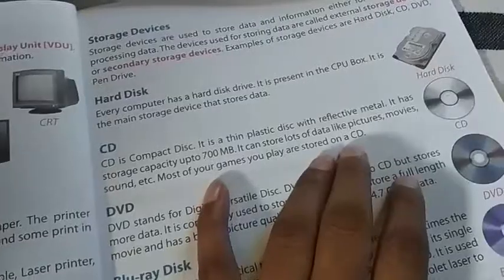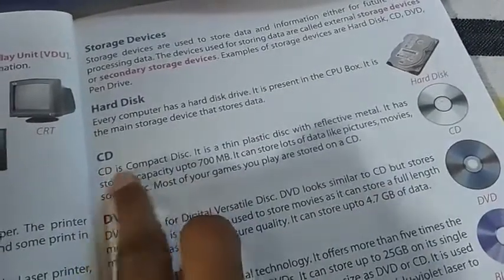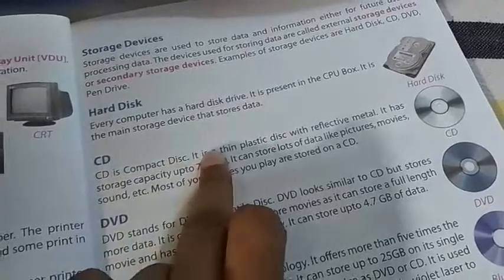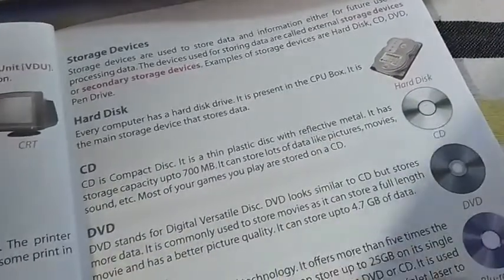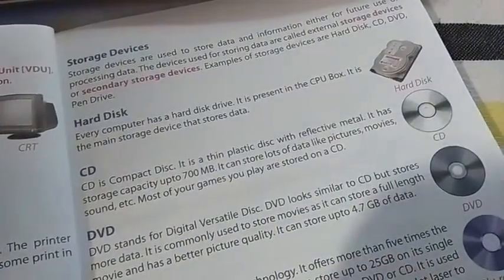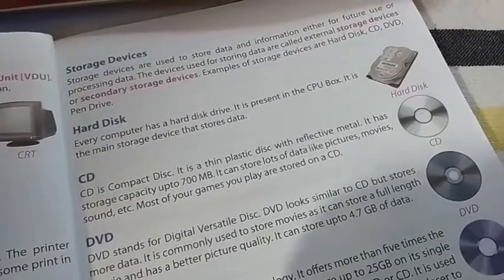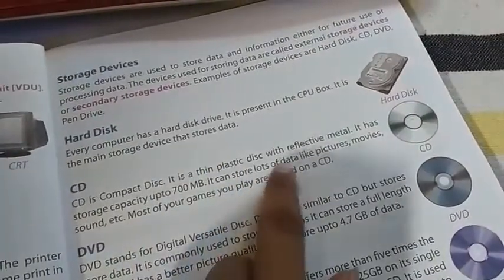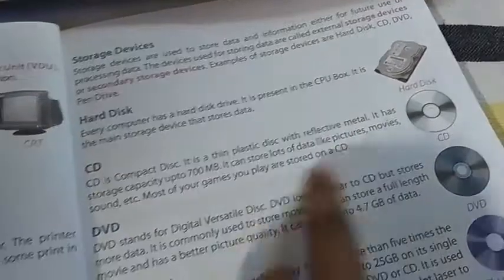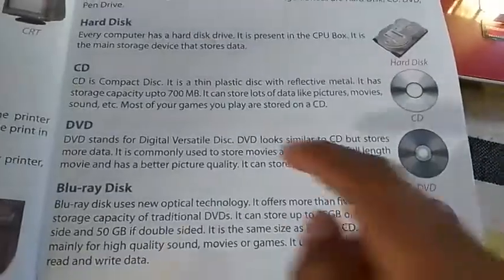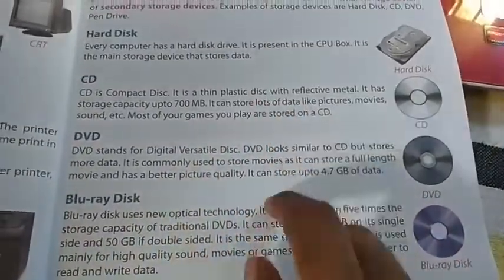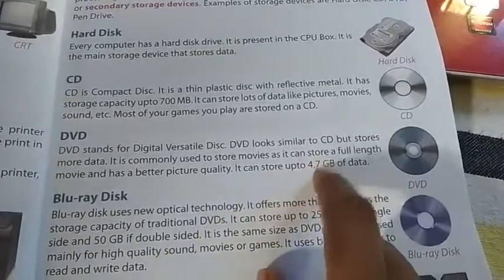And the next is CD. You can see that CD is compact disk. It has storage capability up to 700 MB. It stores data like picture, movie, sound, etc. And the next is DVD. DVD stores more data, up to 4.7 GB.